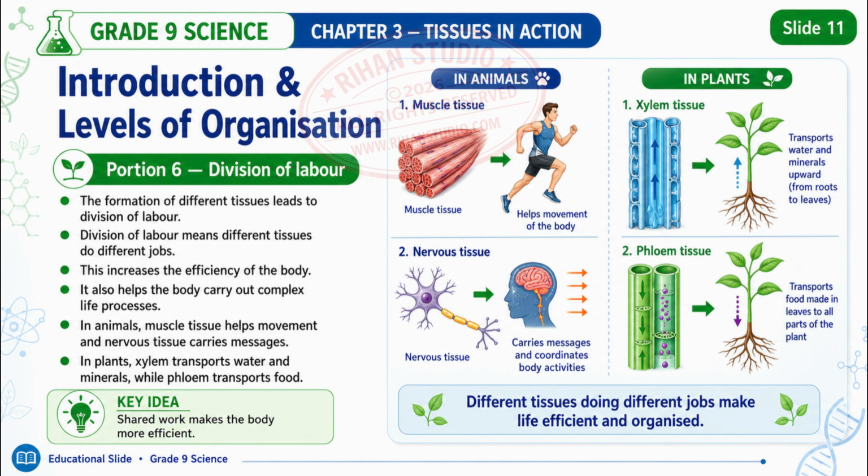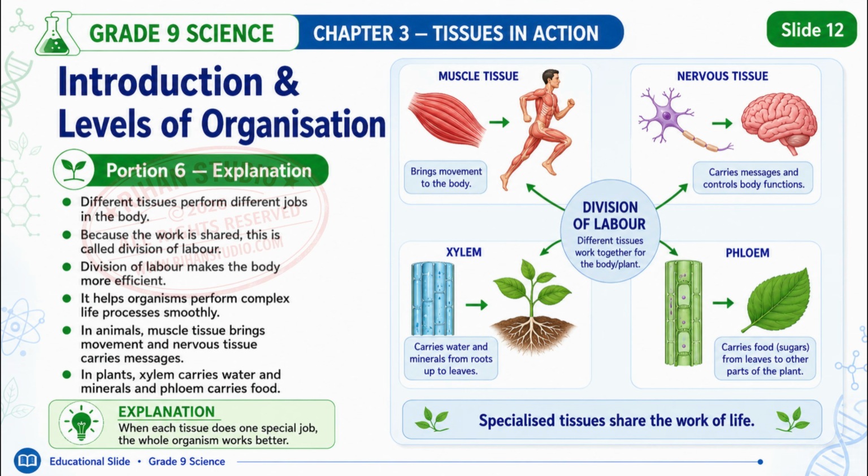Division of labor. The formation of different types of tissues leads to division of labor, which increases the efficiency of the body and lets it carry out complex life processes. Examples: in animals, muscle tissue enables movement and nervous tissue carries messages. In plants, xylem transports water and minerals, and phloem transports food.